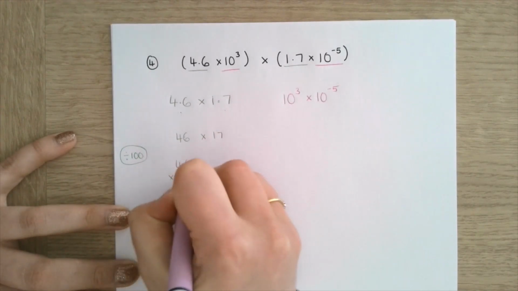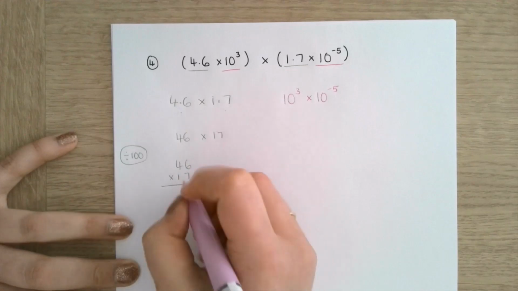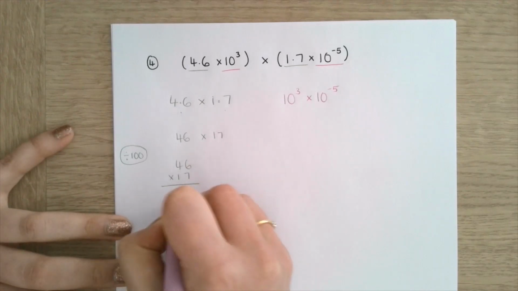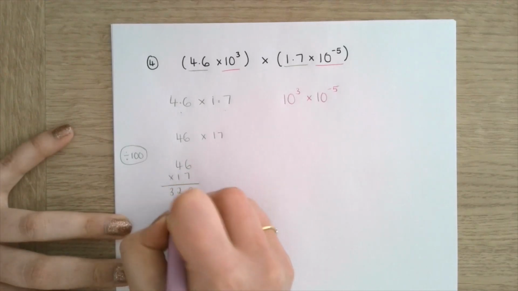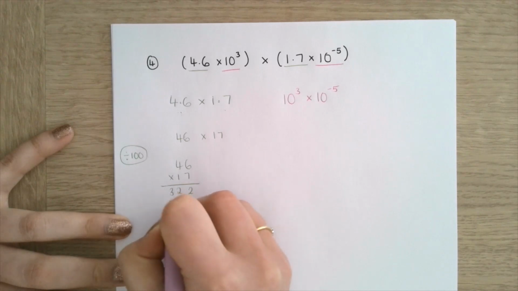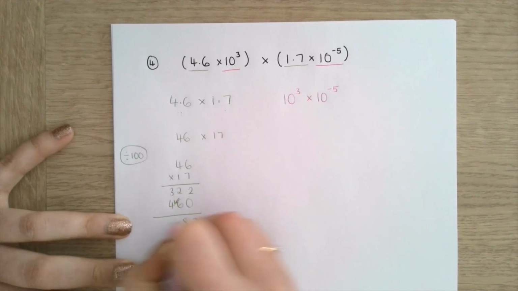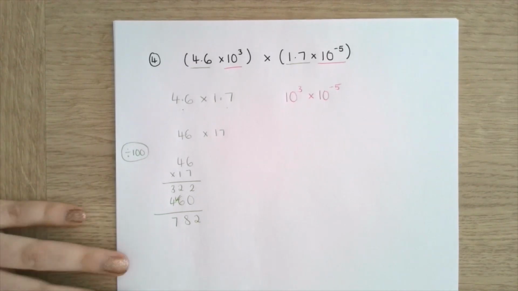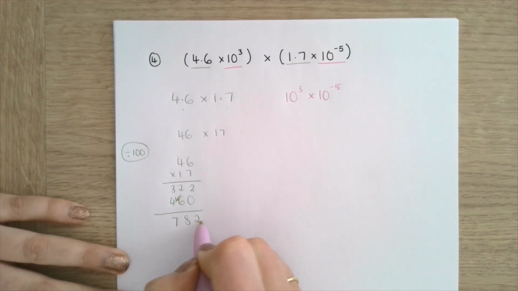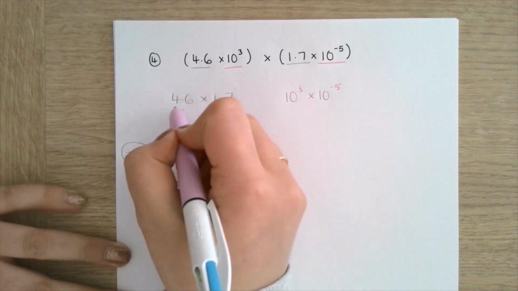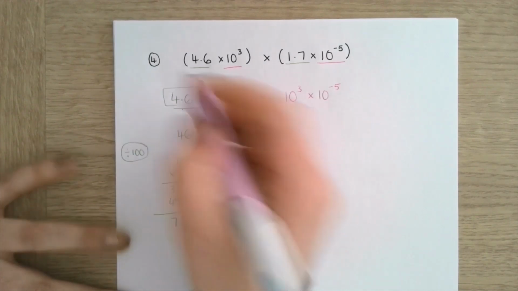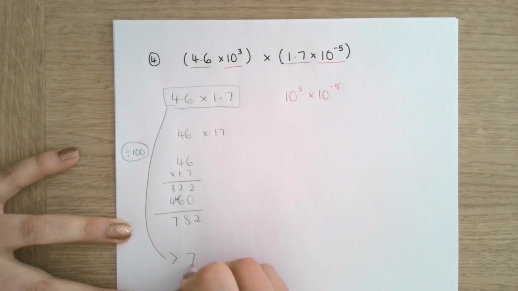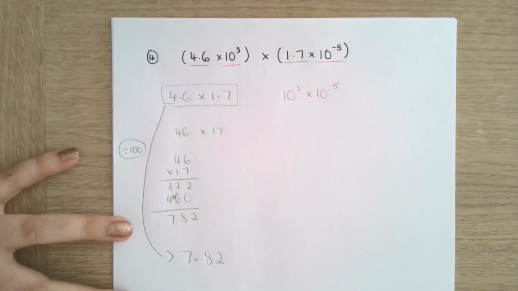46 multiplied by 17, 6 7s are 42, and I get that value, and I need to remember to divide that by 2, so the 4.6 multiplied by 1.7 is 7.82, because I've divided this by 100.